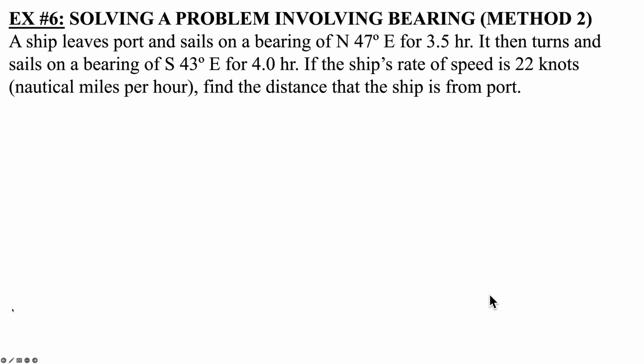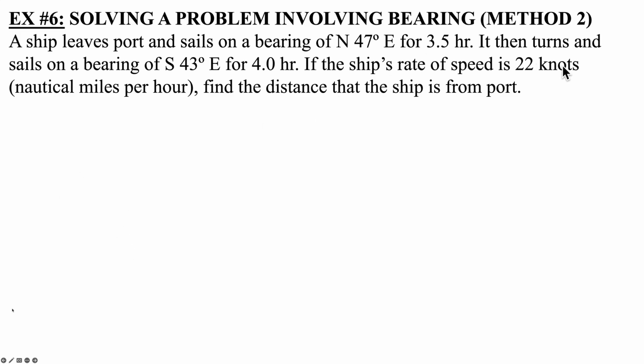Example 6, solving a problem using our second method of bearings. Here we go. A ship leaves a port and sails on a bearing of north 47 degrees east for 3.5 hours. It then turns and sails on a bearing of south 43 degrees east for 4 hours. If the ship's rate is 22 knots, nautical miles per hour, find the distance the ship is away from port. Okay, let's see. North going east, so we want to start over here.